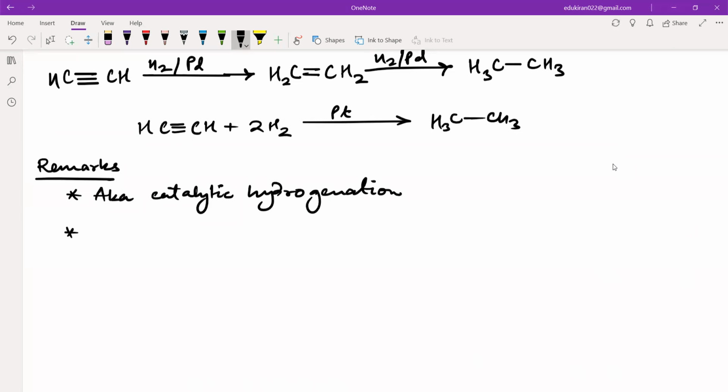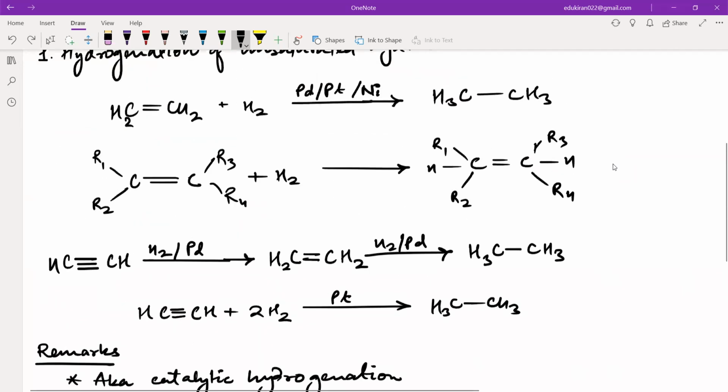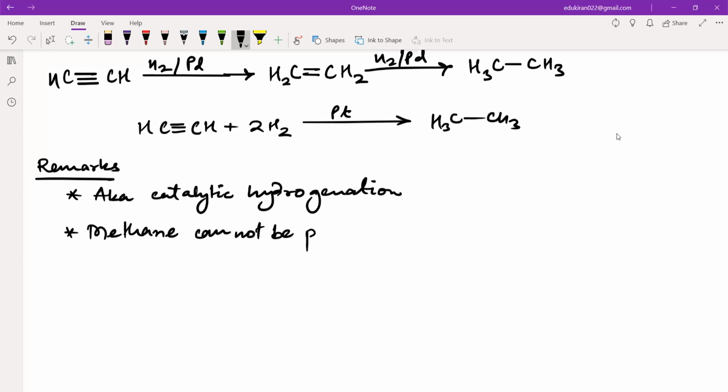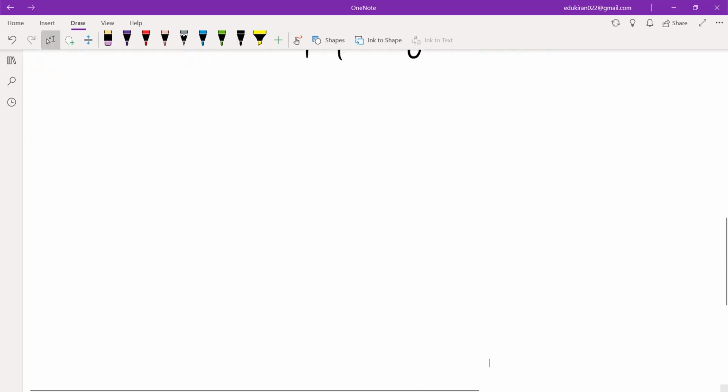Next, there is a limitation here. The limitation is that we can't prepare methane by this method, because methane has only one carbon, and for an unsaturated hydrocarbon we need at least two carbons. We cannot have a bond between carbons if we only have one carbon. So the problem is that methane cannot be prepared by this method. I hope you guys have copied.